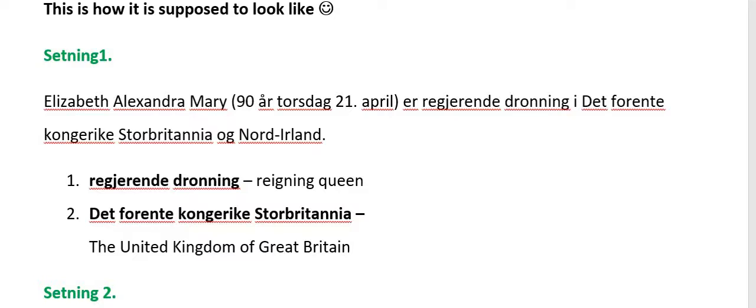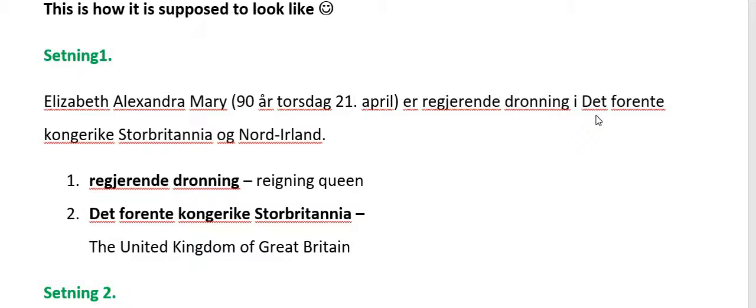Elizabeth Alexandra Marie, 90 years, Thursday 21st of April, is the reigning queen in the United Kingdom of Great Britain and North Ireland. This sentence is quite simple, so just for your general information, it's typical of Norwegian articles to point out the age of people the article goes about. So here you know the age and birth date of Elizabeth Alexandra Marie.